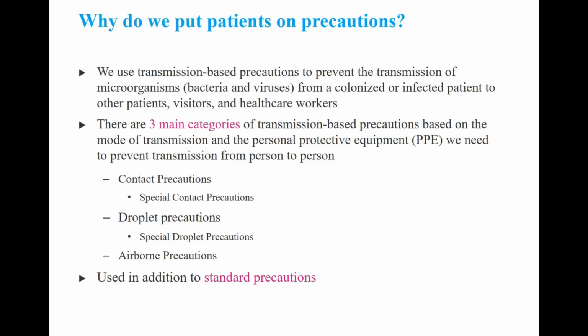As you will be volunteering at the hospital, you should know that there are reasons we put patients on precautions. We use transmission-based precautions to prevent the transmission of microorganisms, bacteria, and viruses from a colonized or infected patient to other patients, visitors, and healthcare workers. There are 3 main categories of transmission-based precautions based on the mode of transmission and the personal protective equipment, or PPE, that we need to prevent transmission from person to person.